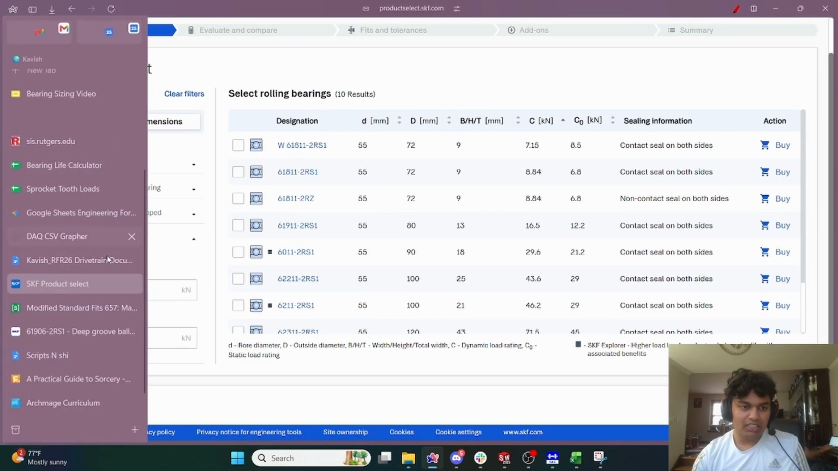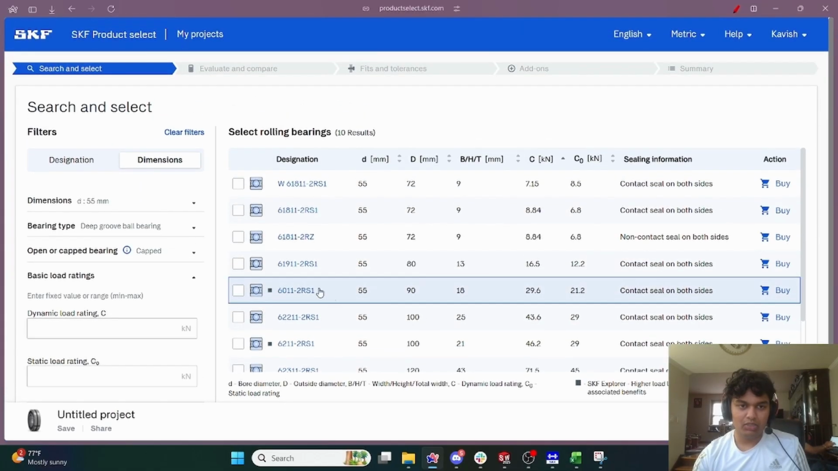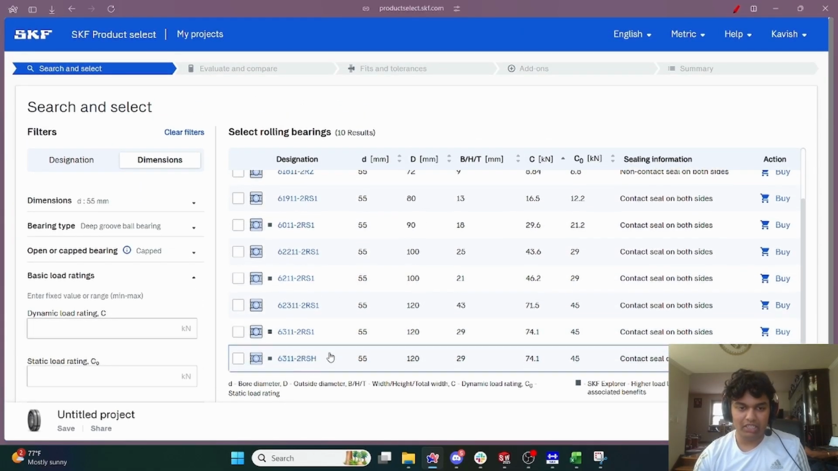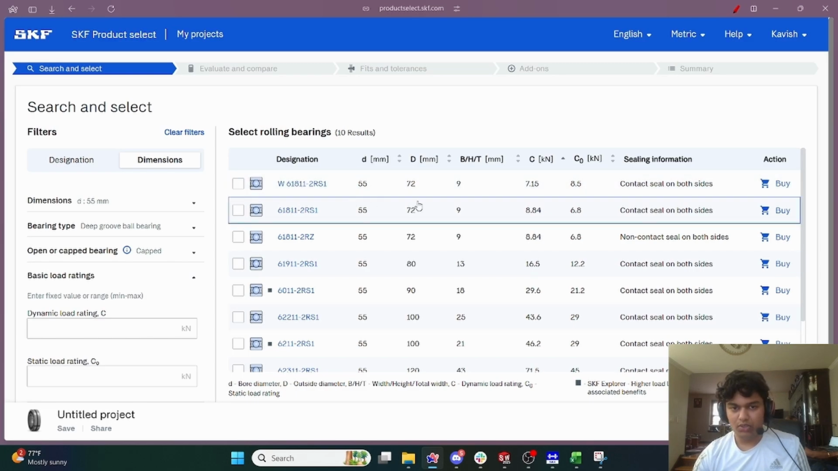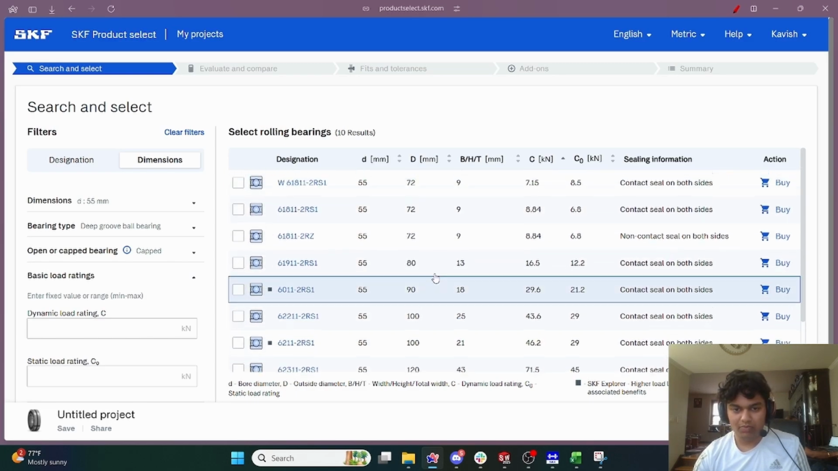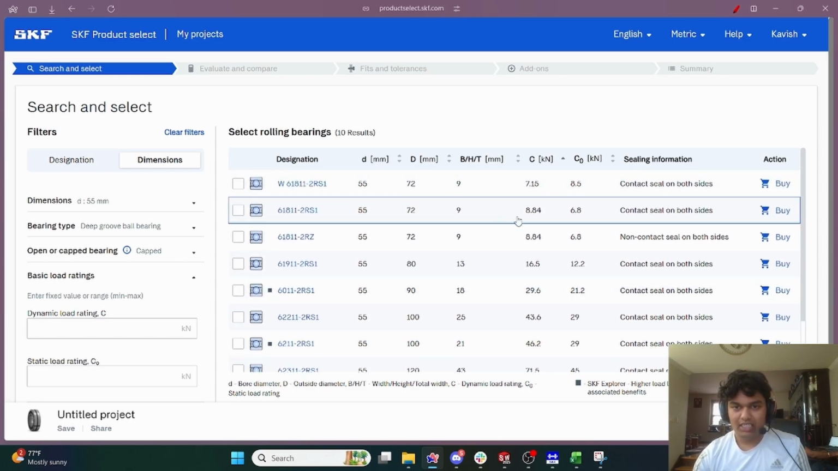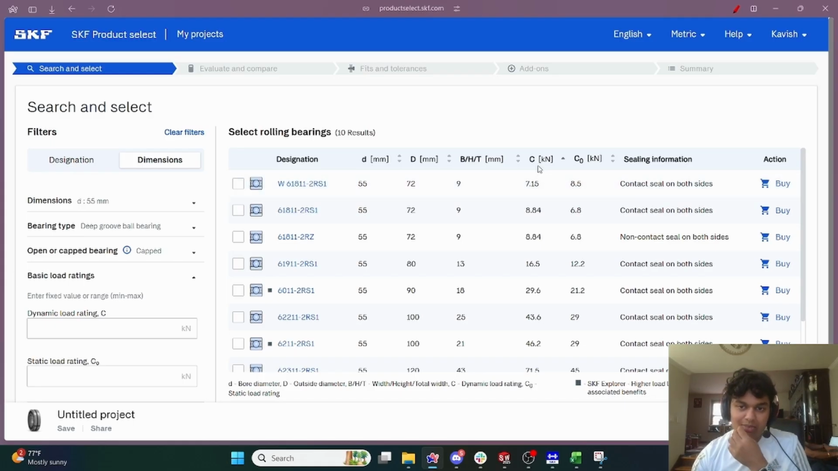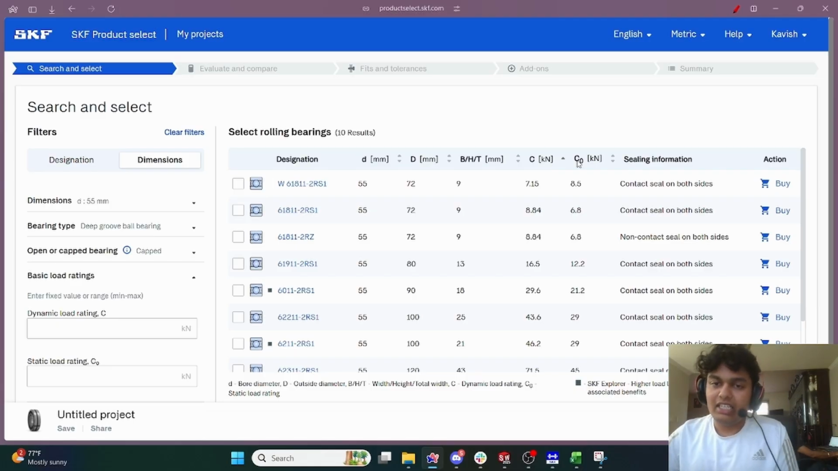And then you have the basic load ratings. We're going to keep this empty for now, but I just want you to see the roller bearings. After those filters, we don't have that many options. All of them have the same bore, but as you can see, some are larger and smaller, and this will affect these load ratings. So this C stands for dynamic load rating, and the C0 stands for static load rating. Static load rating is if the bearing is rotating very slowly or stationary, that's the maximum amount of load it can handle without permanently deforming.